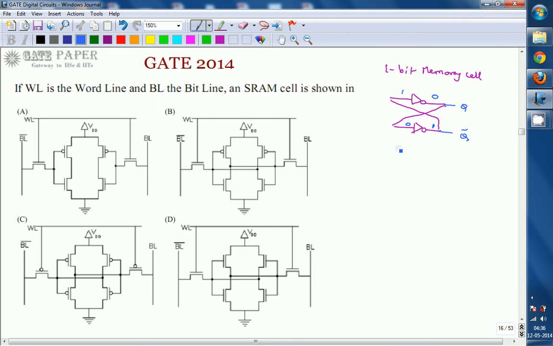Similarly, for this NOT gate, if you assume the input is 0, the output will be 1, and the same 1 is the input for the second inverter. The output of the second inverter is the complement of 1, that is 0. Again this 0 goes back to the first inverter input, so this 0 is preserved at this point, and because of that you get 1 over here, and because of 1 you get 0 over here.